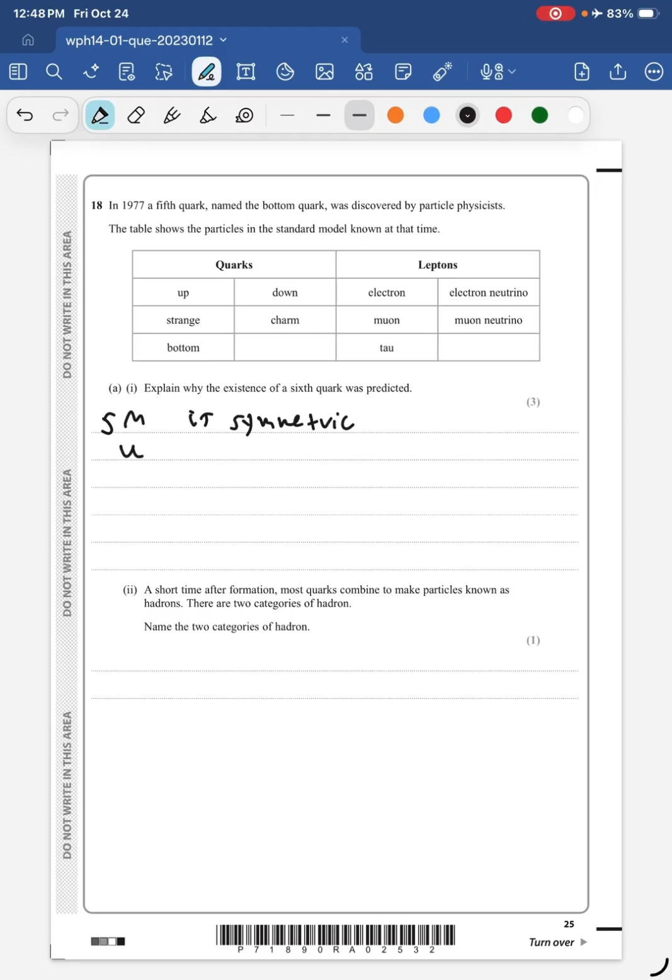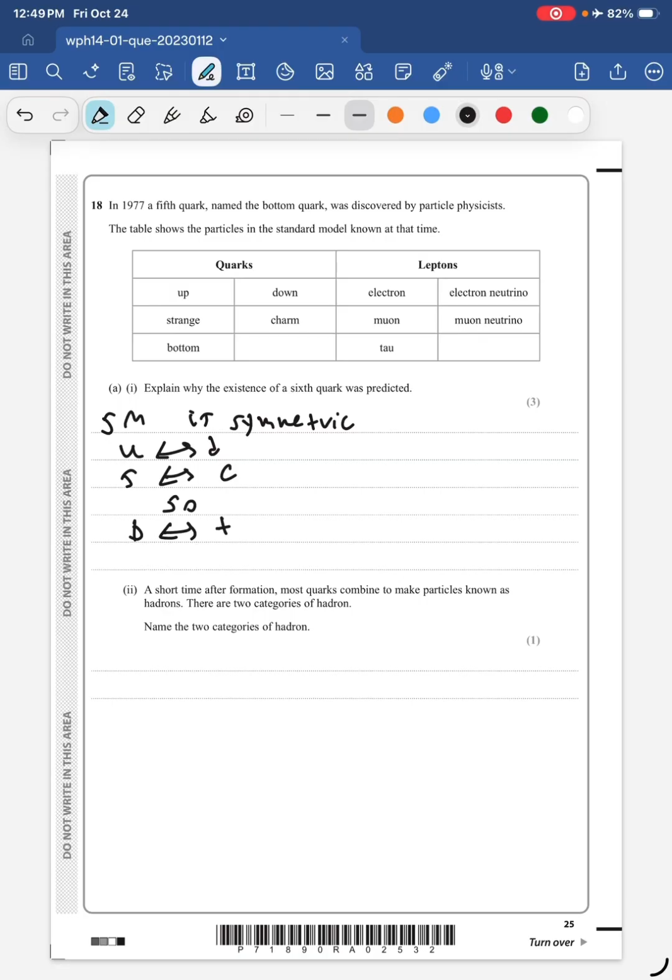So for the up quark, you have the down quark. For the strange quark, you have the charm quark. So for the bottom quark, you must have the top quark to balance the standard model. And also, I don't know if it's going to be asked later, but you also need a tau neutrino. So let's move on.